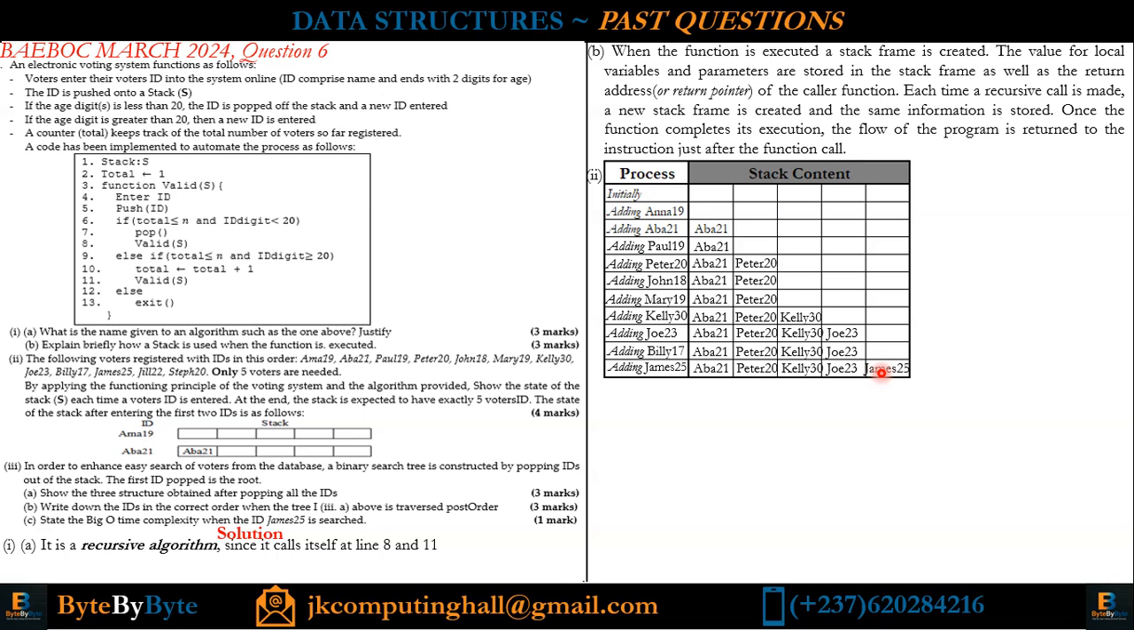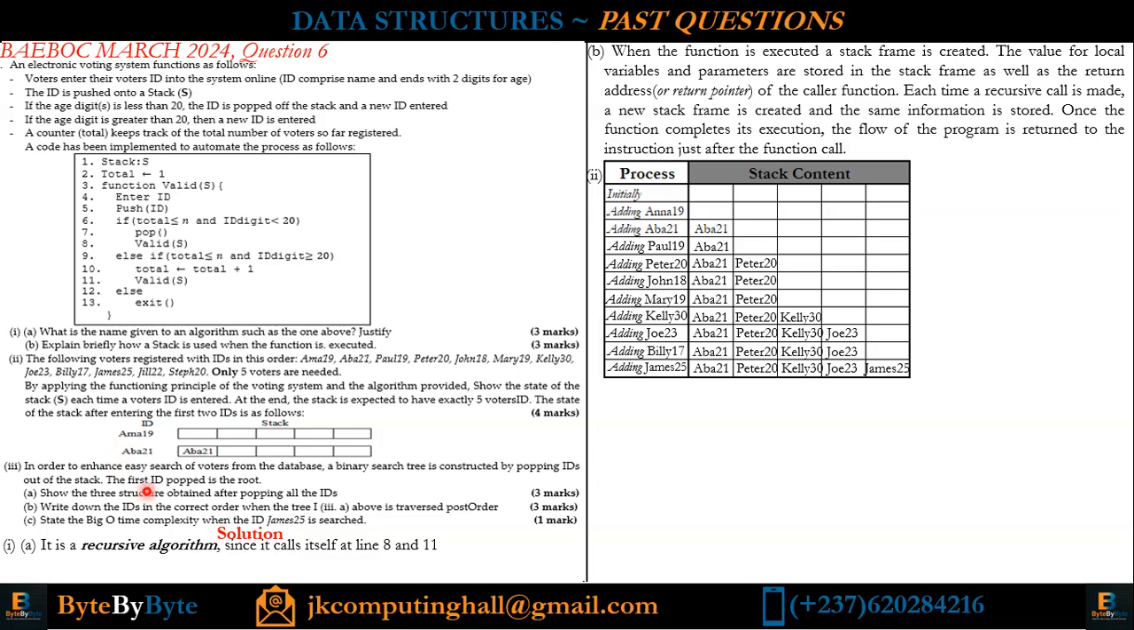So the algorithm will not add more, and this is how the content of the array will be upon adding Jill 22 and Steph 20, because the condition says that for us to add, the ID should be greater than or equal to 20 and my total should be below 5. Dear students, that's what they said. So we are okay with the content of the stack.